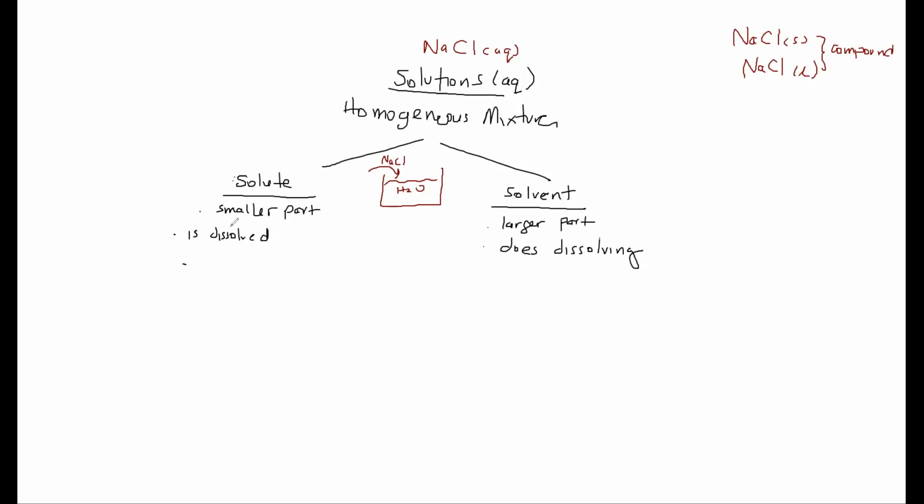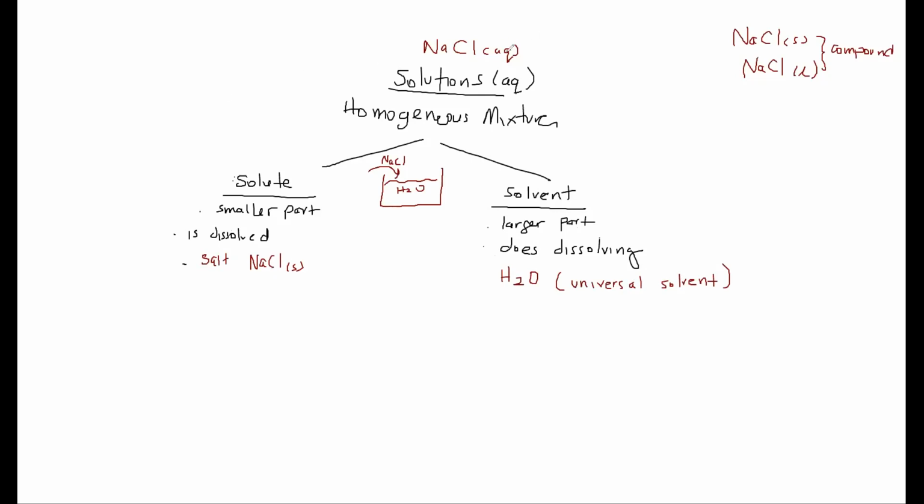They're physically mixed. So which one is the solute? What gets dissolved? Well, the salt. Specifically, NaCl is the solute. And what does the dissolving? Well, the water. That's why water is a solvent, and it's the larger part. That's why we also call water the universal solvent. It dissolves almost everything. Not everything, almost everything.